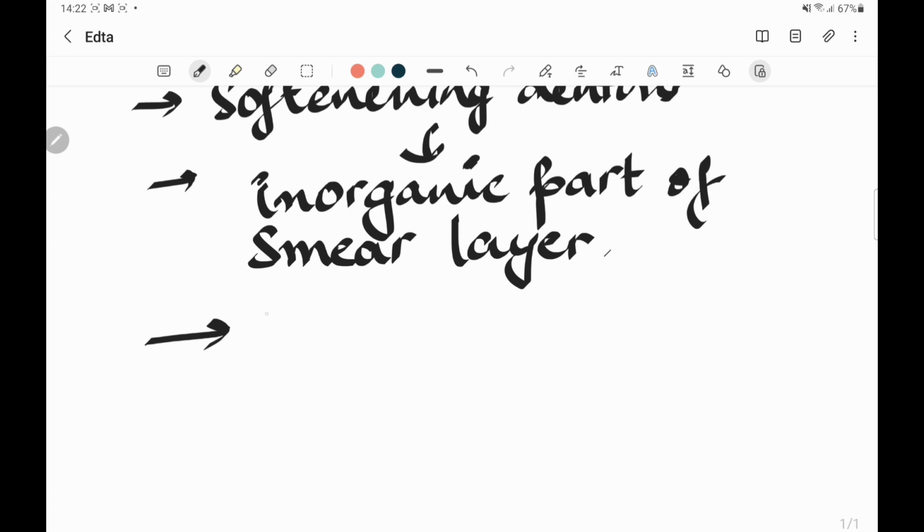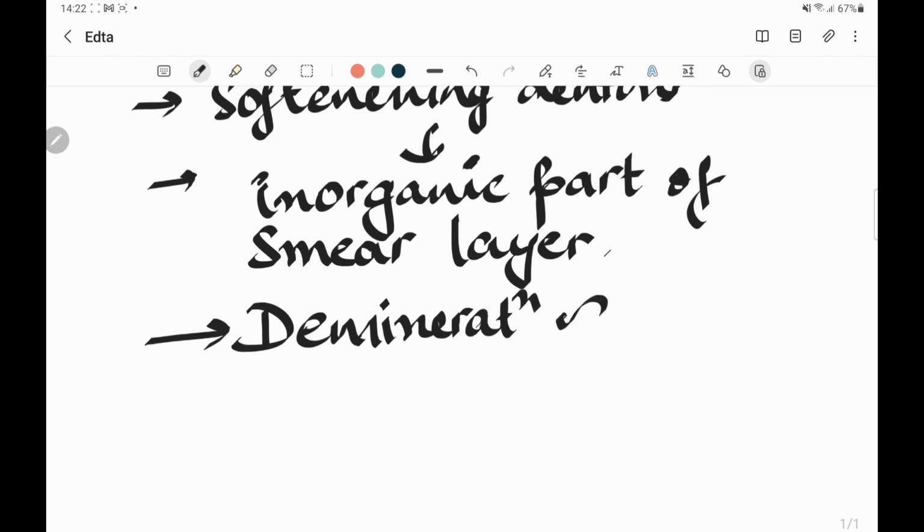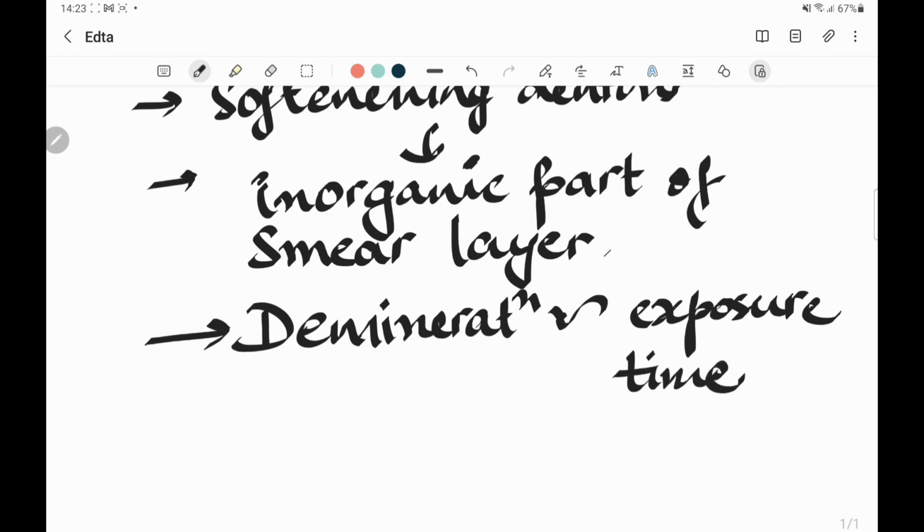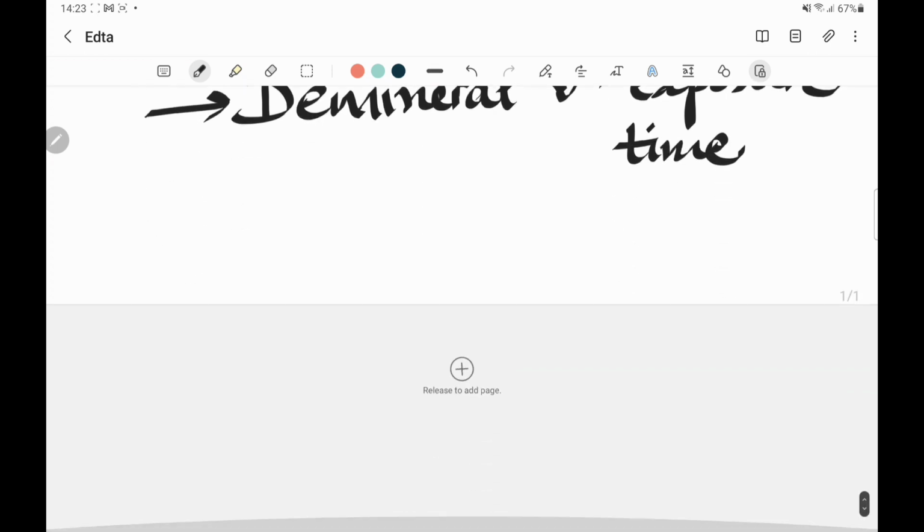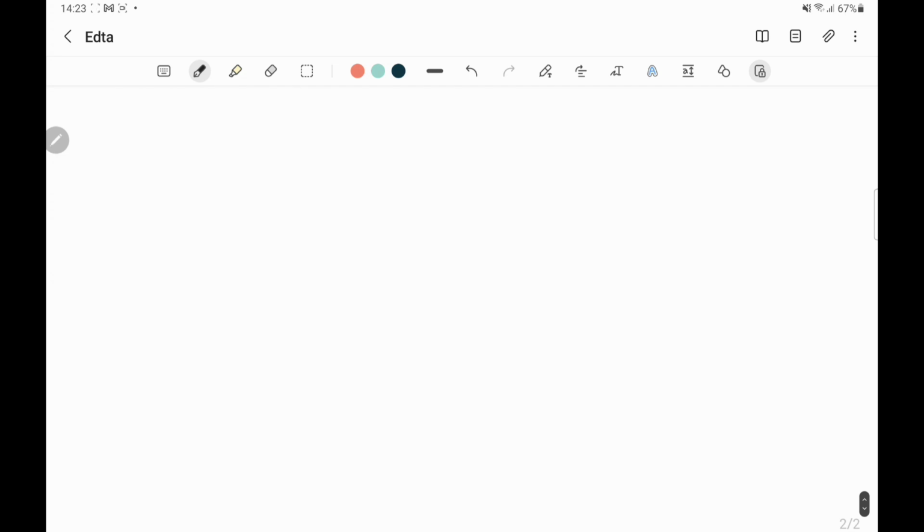Also, the extent of demineralization is proportional to the exposure time. How long you have exposed the root canal dentinal walls to the EDTA is the exposure time, and the demineralization depends on it.